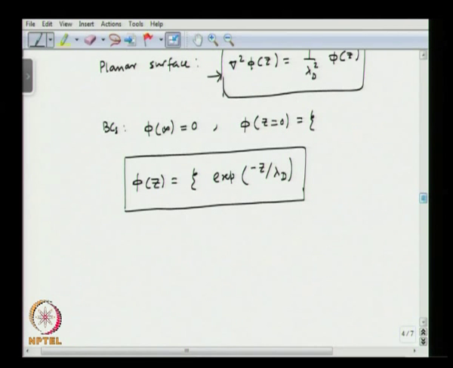So see that phi z decreases exponentially into the bulk liquid. Now you can find the charge density.